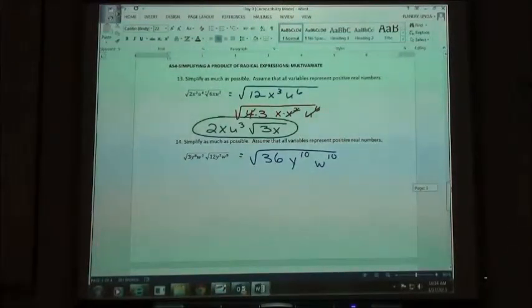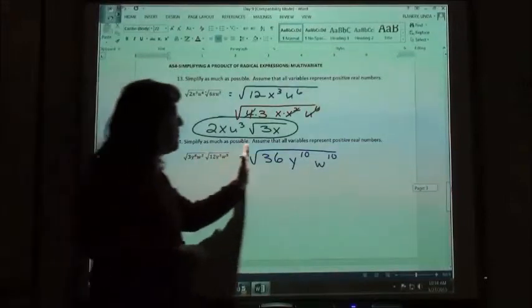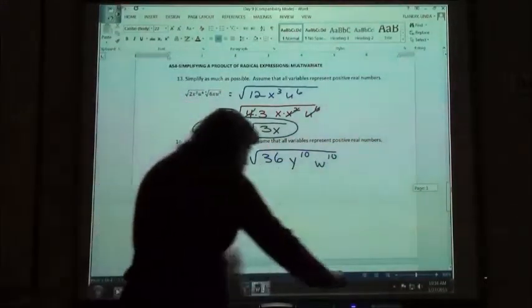Now, when I look at that one, what do you know about 36? Ooh, that could be brought out. 36 is already a perfect square, right? I don't need to factor it because it's already a perfect square. Same thing with the y to the 10th and the w to the 10th. Those are perfect squares because their exponents are both even. That means this is a perfect square. I'm just going to do the square root of everything.